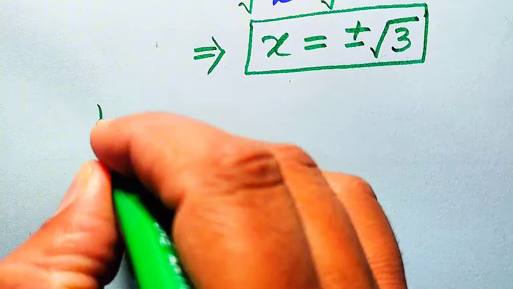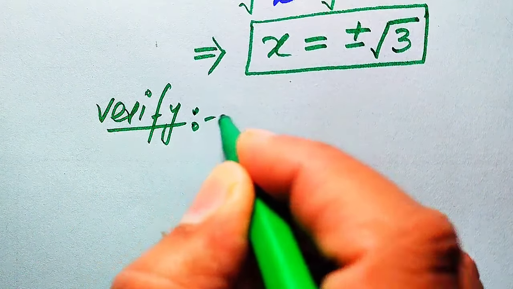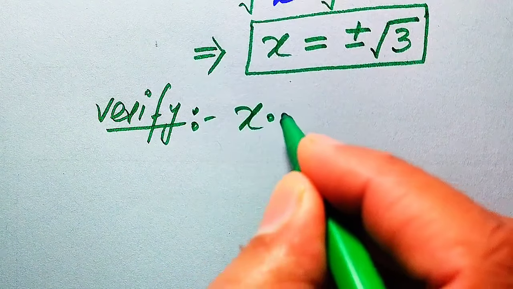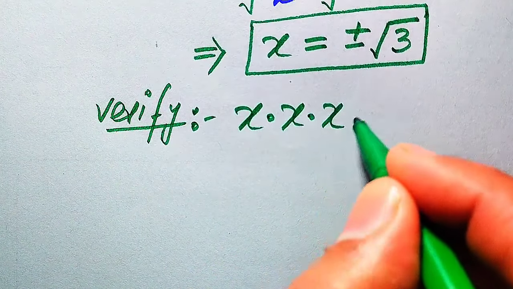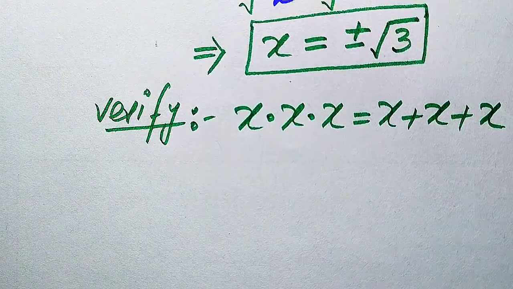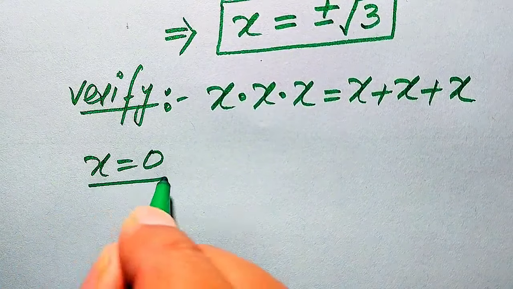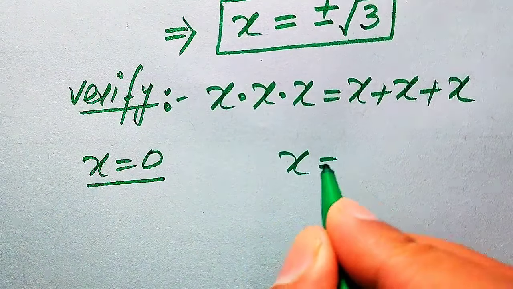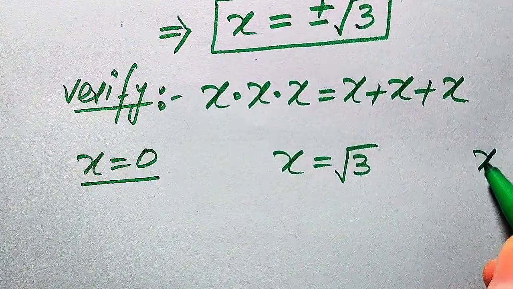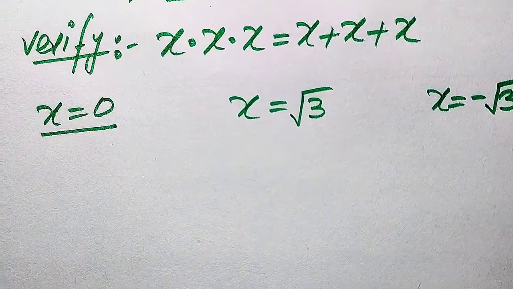And now in the next step, we need to verify whether these roots are solutions or extraneous roots. For this we need to copy down the given question statement. Here it is x multiplied by x multiplied by x is equal to x plus x plus x. And in this side we verify x is equal to 0, in this side we verify x is equal to square root of 3, and in this side we verify x is equal to minus square root of 3.